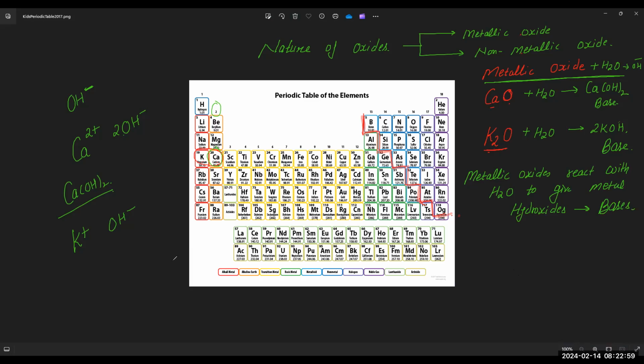So which one is stronger base? Stronger metallic oxide, stronger metal. If metallic character is more, stronger metal will give you stronger base. And you remember that you were telling me that potassium is stronger metal.